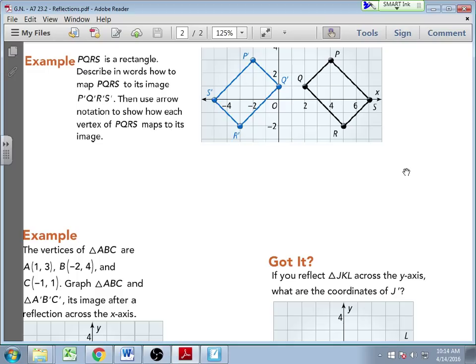Then, once you draw that, I want you to notate at least P and Q, and you can do all of them if you want, but where they start and then where the prime points go to.